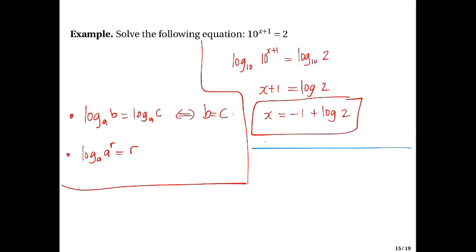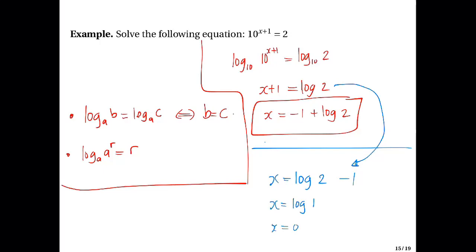Now, warning. Some students will do this. From here, they will write the solution as x equals log 2 minus 1, and this is totally fine if you wrote your solution like this. However, there are students who will do this: oh, there's a 2 minus 1, so x equals log of 2 minus 1, which is log 1, so x must be equal to 0.